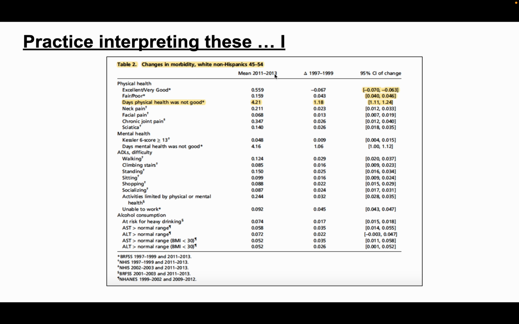Then they found the mean in 2011 to 2013. And the confidence interval for the change here, the raw figure that they got was 1.18. But they took a confidence interval for the change. So that was between 1.11 and 1.24. What they did was give us a plausible range of values.